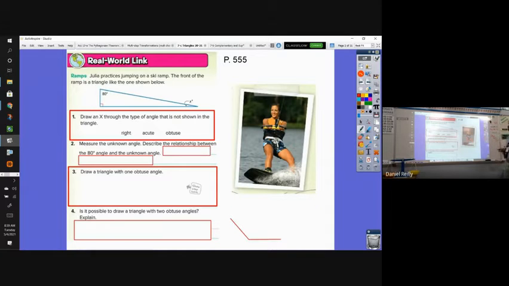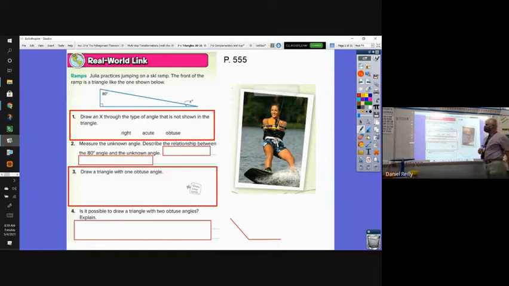A triangle is a three-sided figure, three straight sides, right? It makes a triangle. You learned that in kindergarten, probably. So here's a triangle, a ramp, like a water skiing ramp, or a snowboarding ramp, or skateboarding, okay? And it has three angles in this triangle.